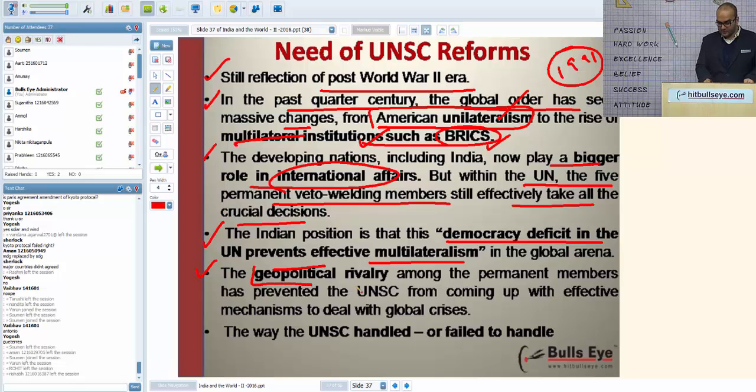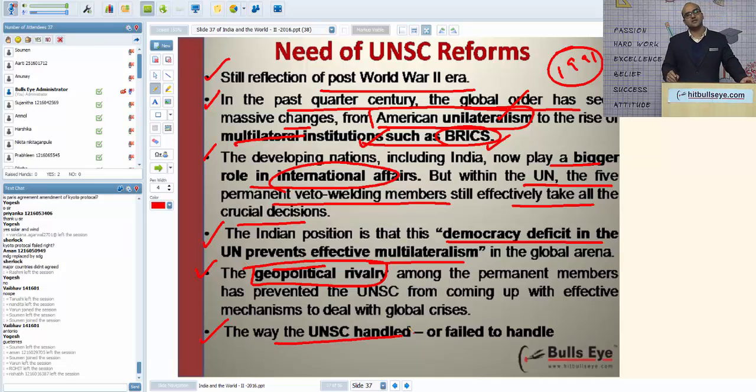Also, there is an issue of geopolitical rivalry amongst the P5 nations. Now, since every one of them has veto power, any decision, let us say, taken by USA, is countered by Russia or by China and vice versa. So the UN Security Council has become quite ineffective.